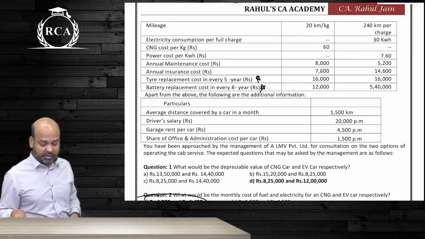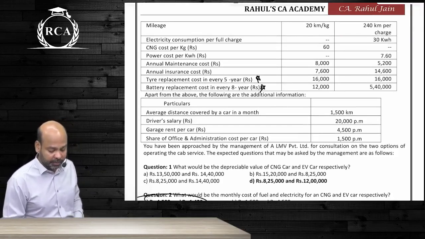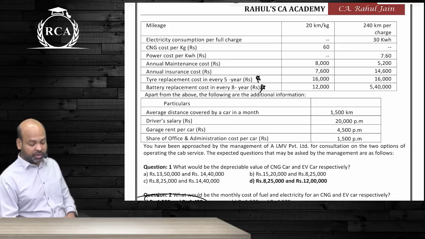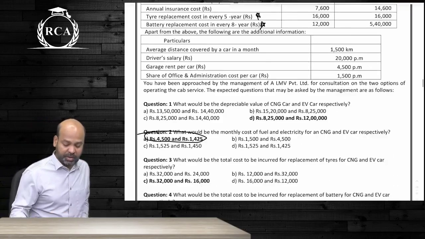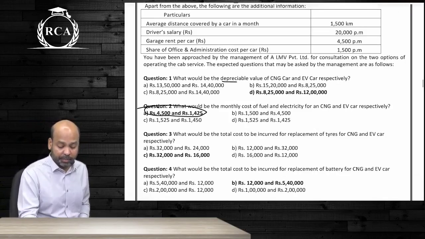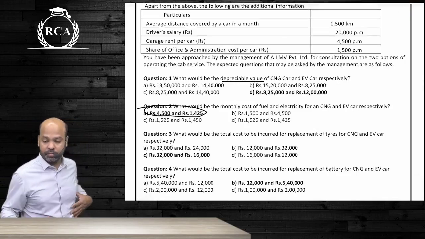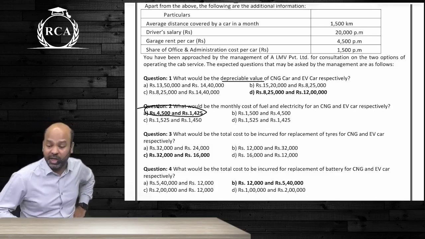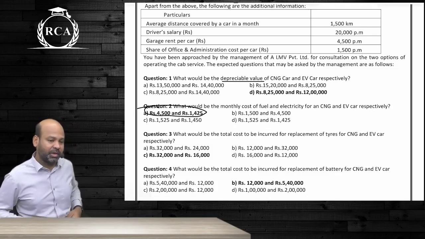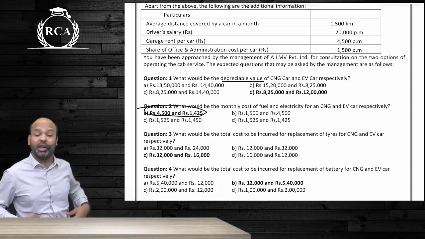Driver's salary is given as 20,000 per month. Garage rent per car is given. Share of office and administration cost. First bit, beta, is what is the depreciable value? What do you understand by depreciable value? Cost of the asset minus residual value is called the depreciable amount. This is the amount that you're going to book as expenditure over the life of the asset.